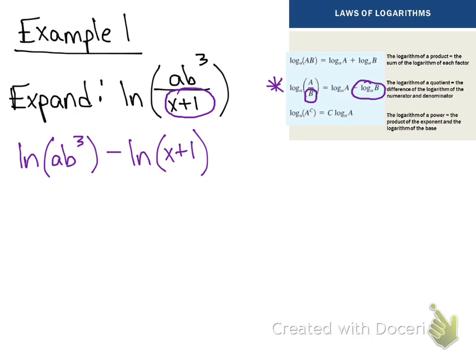The next property that I'll take a look at is the log of a product, and I can see in my first log I do have a product, and my second one I don't. X plus 1 is not a product, so that one cannot be broken down any further. But in the first one we've got a times b to the third, and so we can split that apart into two separate logs that are connected by addition.